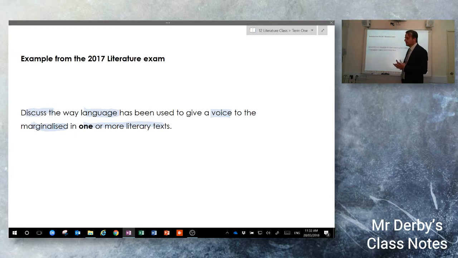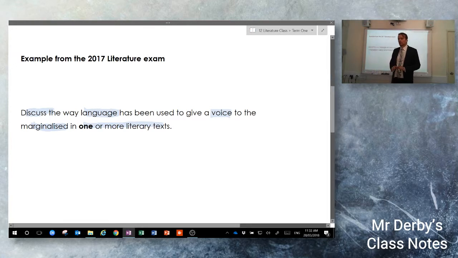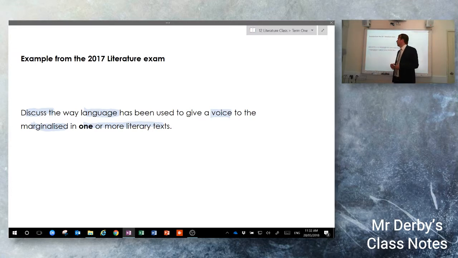What are the things that markers need to look at in order to separate students? The first one here is this word language. That's really important because if you're talking about anything other than language, you're not really responding to the question. And the key discriminator here will be the degree to which you understand the concept of marginalisation and how you connect this idea of a voice being given to the marginalised through language.